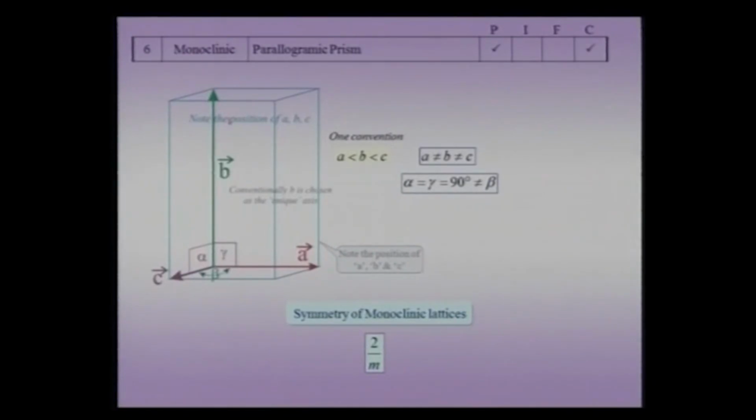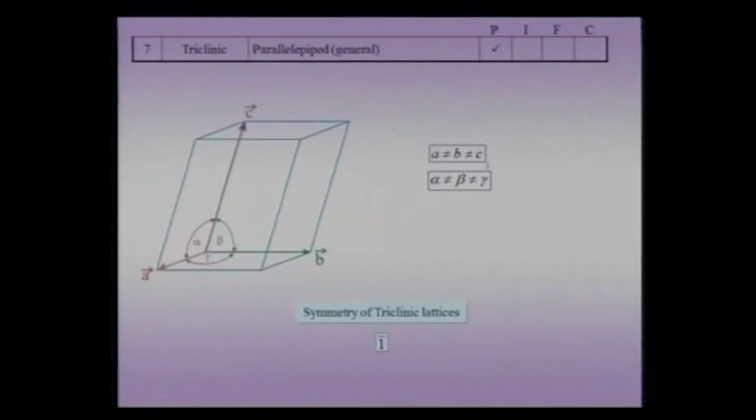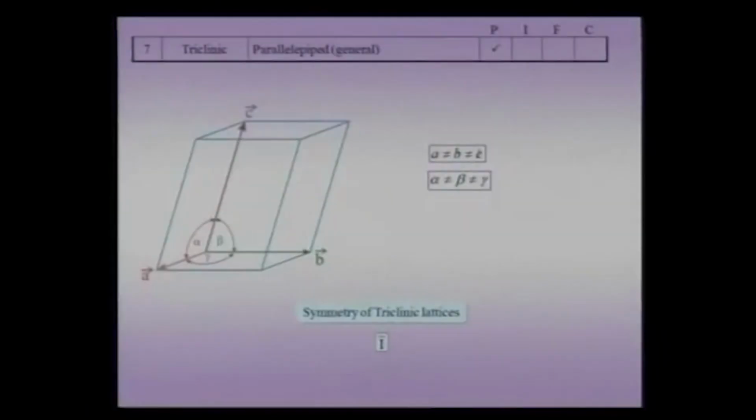Now, the last in the list of lattices is the triclinic lattice. The triclinic lattice has no symmetry which is higher than 1 bar. That means it is the lowest in terms of symmetry, and the maximum symmetry possible is 1 bar. And if you look at the constraints on the lattice parameters, there is no constraint on any of the lattice parameters. A and B and C can take independent values, and also the three angles can be totally independent. So, this would be the case wherein the unit cell would be a general parallelepiped.